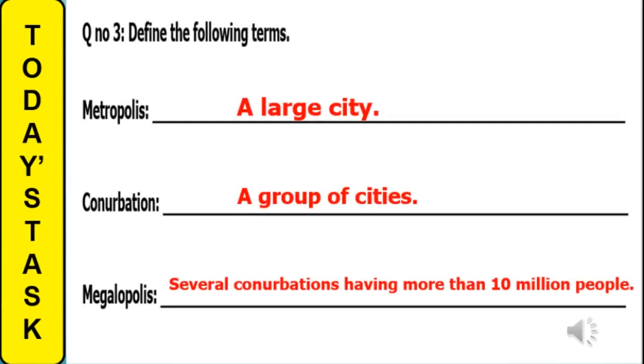Okay, so moving on to our third question, I have some terms which you will define. So the first term is metropolis. So the answer is it is a large city, whereas the second term is conurbation and it is a group of cities. Last but not the least, megalopolis, and it is several conurbations having more than 10 million people. So I hope that this is also clear.